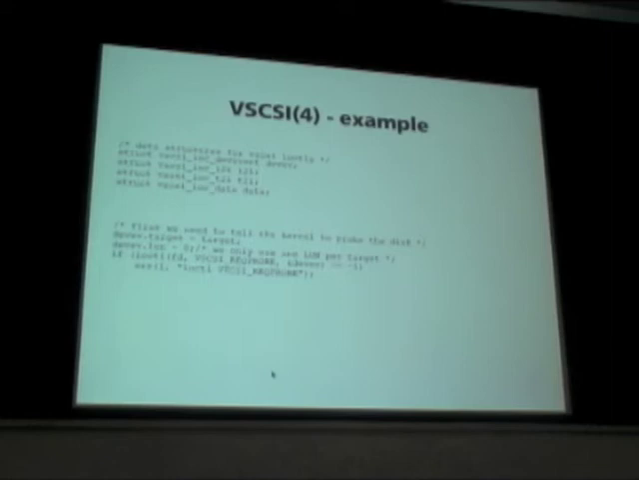If we want to attach a device, we start with opening the file descriptor. I just skipped that. And then we set the target and the LUN that we want to probe in the devent structure and send the ioctl. And after that, the vscsi actually comes to life and starts sending messages to us, and we can go forward.